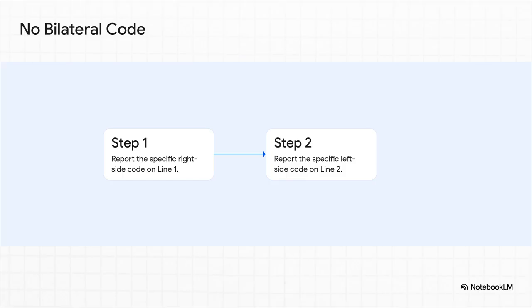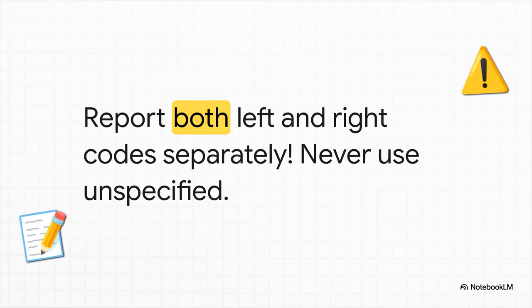Step 1, you report the specific right side code on line 1. Step 2, you report the specific left side code on line 2. You are quite literally building the bilateral picture line by line to satisfy the payer's strict requirement for laterality. I cannot emphasize this enough, guys. If there is no bilateral code, you must report both the left and right codes separately.